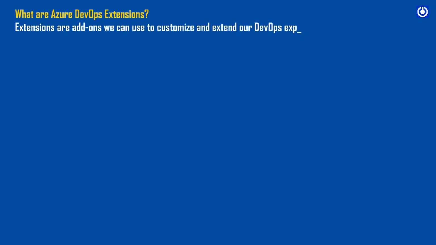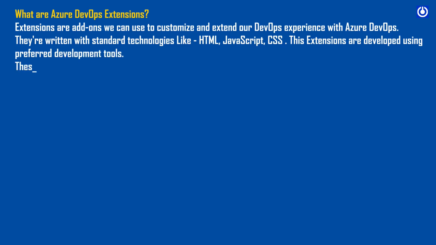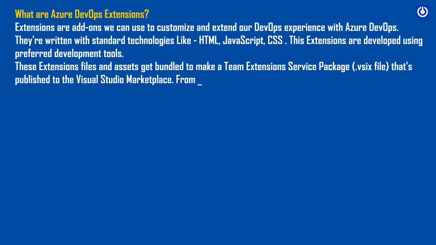What are Azure DevOps extensions? Extensions are add-ons we can use to customize and extend our DevOps experience with Azure DevOps. They're written with standard technologies like HTML, JavaScript, CSS. These extensions are developed using preferred development tools. These extension files and assets get bundled to make a Team Extension Service Package (VSIX) file that's published to the Visual Studio Marketplace. From the marketplace, extensions can be installed directly by users.